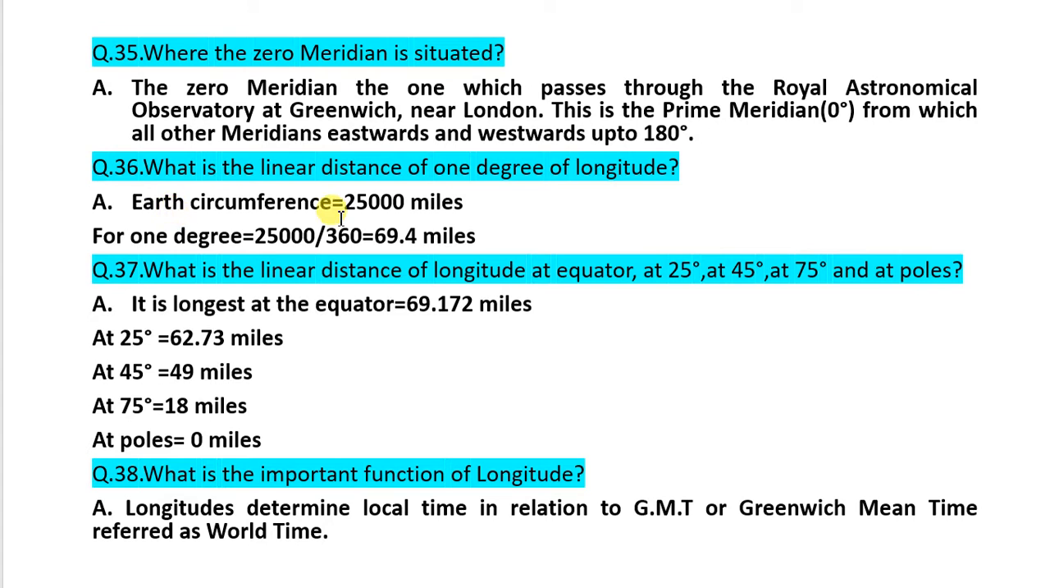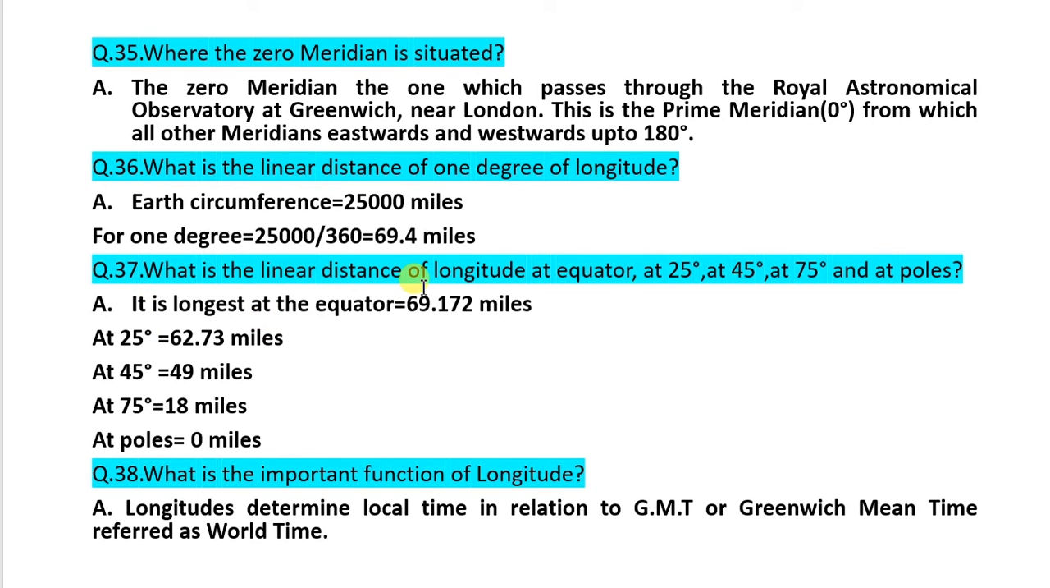Earth's circumference is 25,000 miles. For 1 degree, 25,000 miles will be divided by 360 degree, because the whole globe consists of 360 degree. 25,000 divided by 360 is equal to 69.4 miles. 1 degree is equal to 69.4 miles.